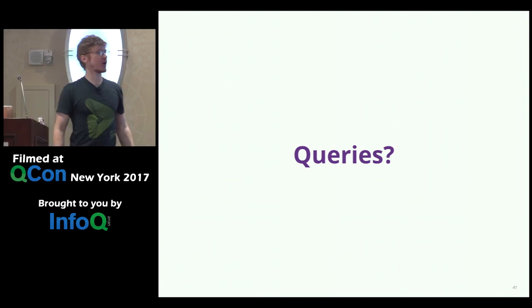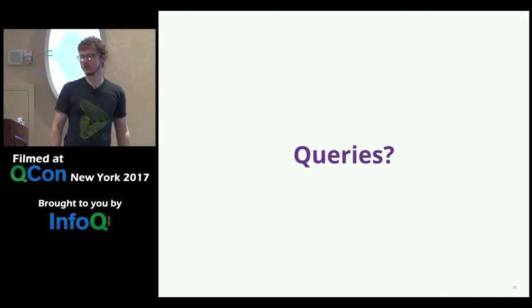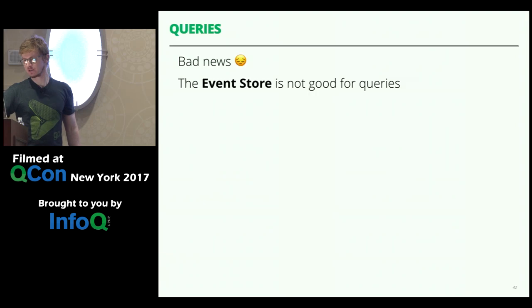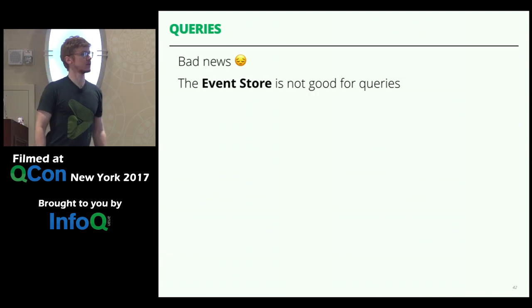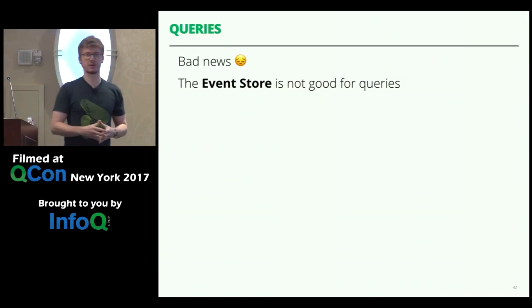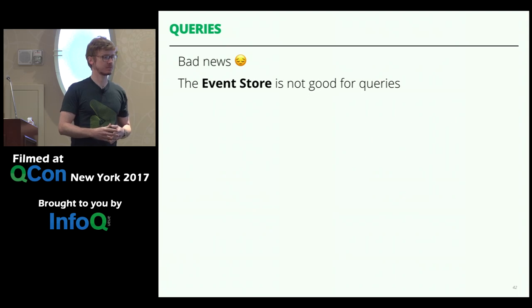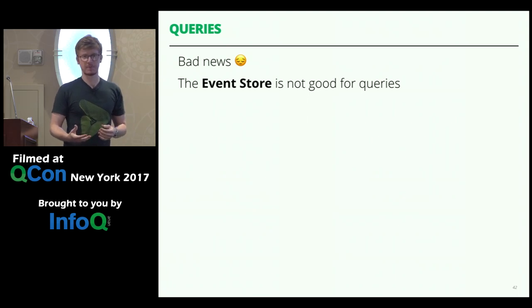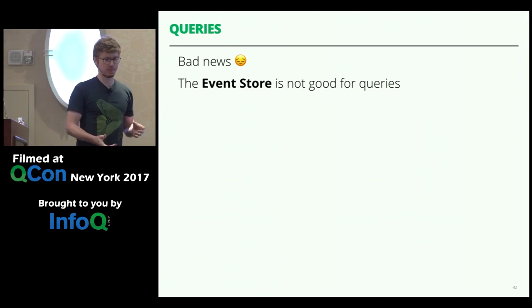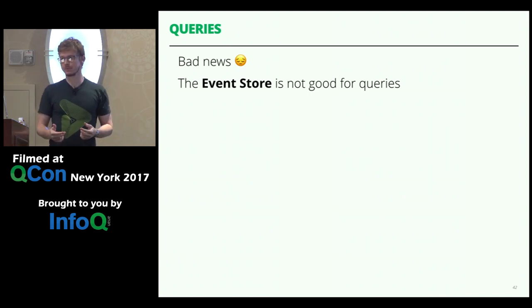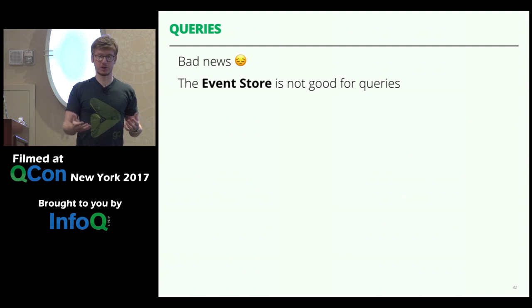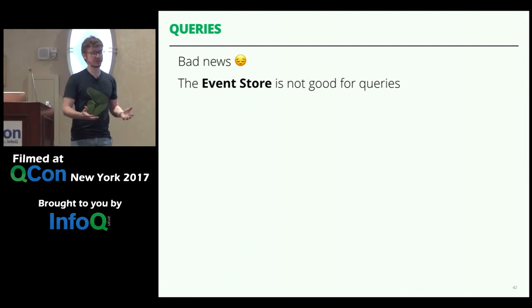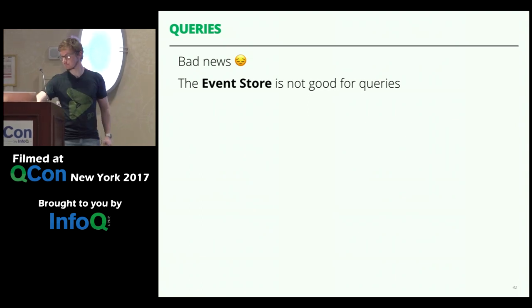Now, how do we perform queries in an event sourcing application? Here's some bad news. The event store is not very good to perform complex queries. We usually store the events as blobs, as documents. So it gets tricky to perform joins. And so it gets really hard for us to write any type of very complex query in an effective way in the event store.